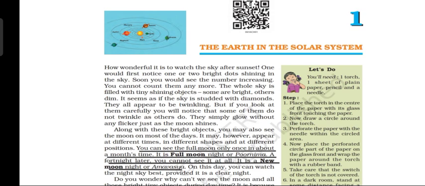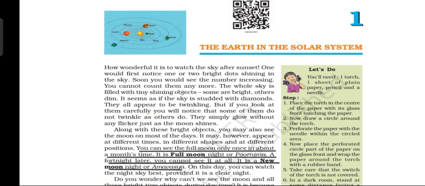How wonderful it is to watch the sky after sunset. One would first notice one or two bright dots shining in the sky. Soon, you would notice the number increasing. You cannot count them anymore. The whole sky is filled with tiny shining objects. Some are bright, others dim. It seems as if the sky is studded with diamonds. They all appear to be twinkling. But if you look at them carefully, you will notice that some of them do not twinkle as others do. They simply glow without any flicker, just as the moon shines.